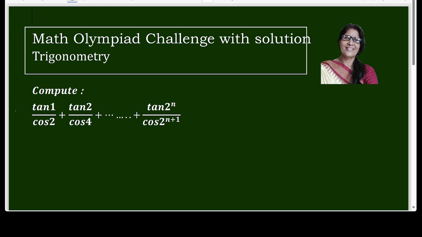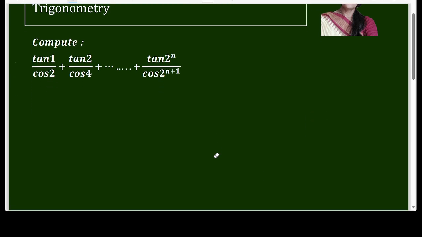Today I have taken a Math Olympiad challenging question from trigonometry. Compute the sum of tan 1 over cos 2 plus tan 2 over cos 4 and so on up to tan 2 power n over cos 2 power n plus 1. Here no degree, nothing is mentioned. So let's see how we can proceed.